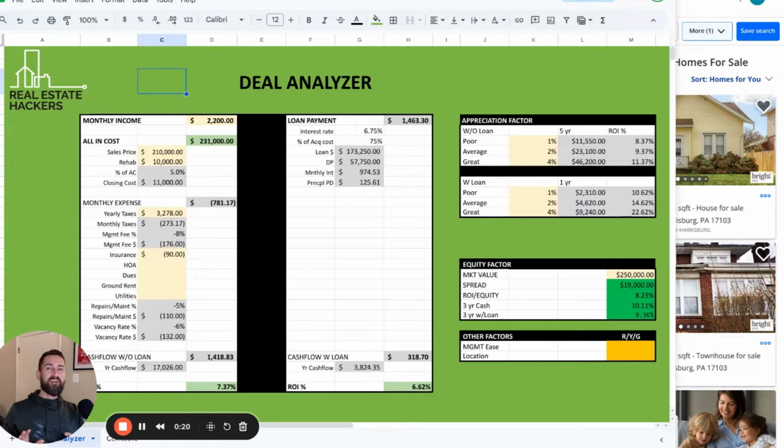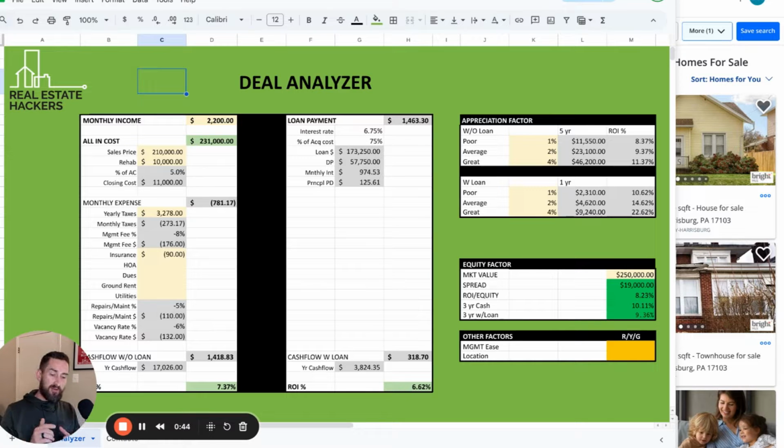And all the deal analyzer does is, instead of you having to do napkin math, write out the math to see if the numbers work, this is going to speed up the time that you can analyze rental properties. So it's going to allow you to analyze more rental properties and determine which ones are good deals for you, and do it in an efficient fashion.